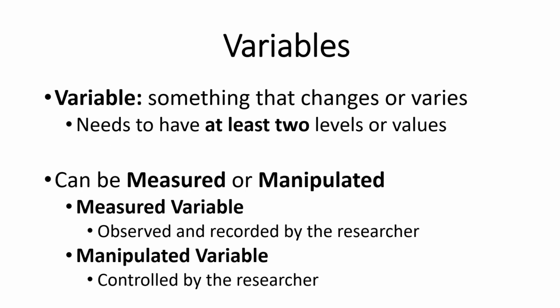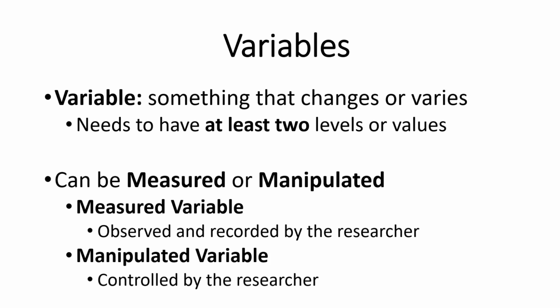So the first thing that we're going to do, if we're going to be talking about types of experiments and how we can evaluate those experiments, we're going to start at the basics and talk about variables. And so a variable is something that changes or varies, hence the name. And a variable is going to need to have at least 2 levels or values because it needs to have that option to change. So a variable can be pretty much anything in an experiment that you're going to measure.